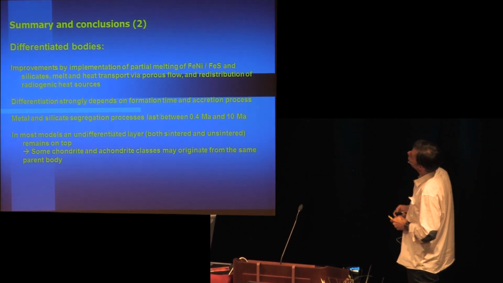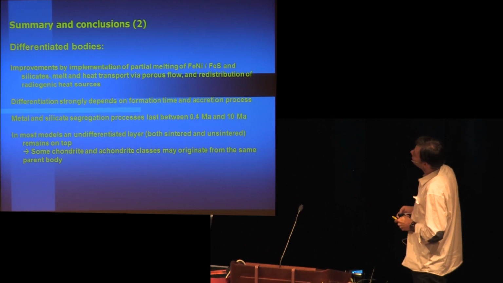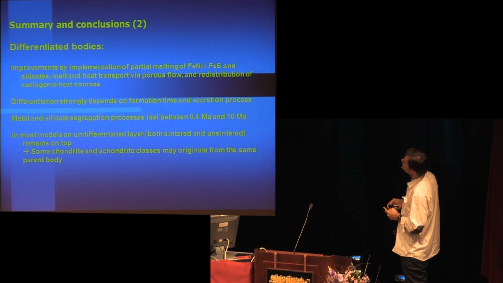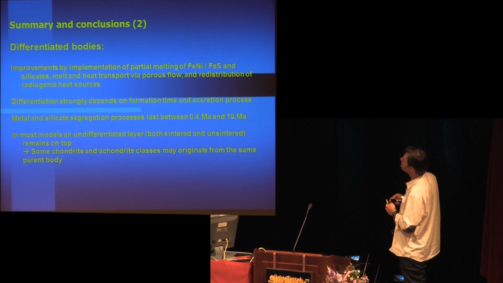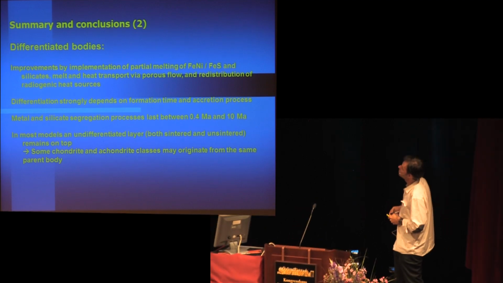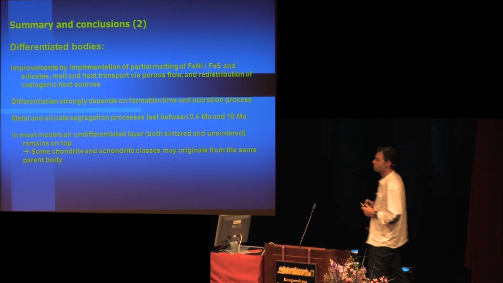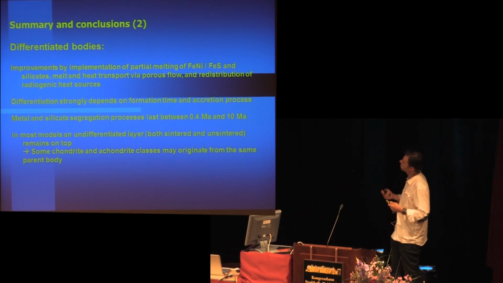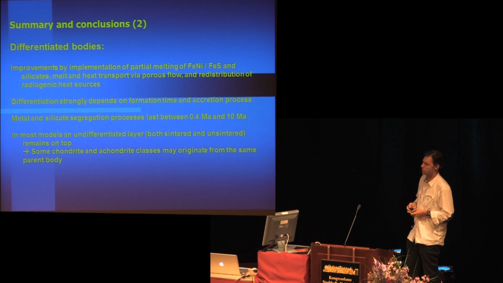Okay, for the differentiated bodies, I think the metal and silicate segregation process, this is maybe important, can last between 0.4 but also up to 10 million years in such parent bodies. And in most models, an undifferentiated layer remains on top, so maybe such bodies are the parent bodies of both certain chondrites and achondrite classes.